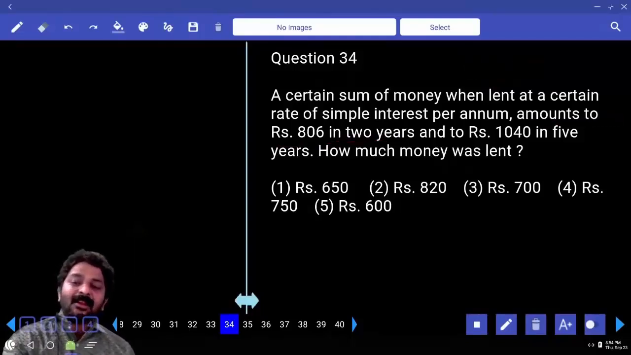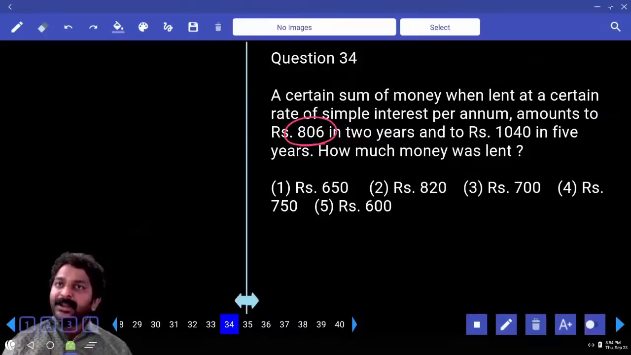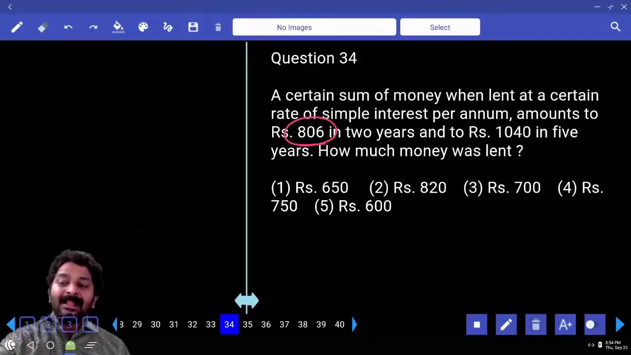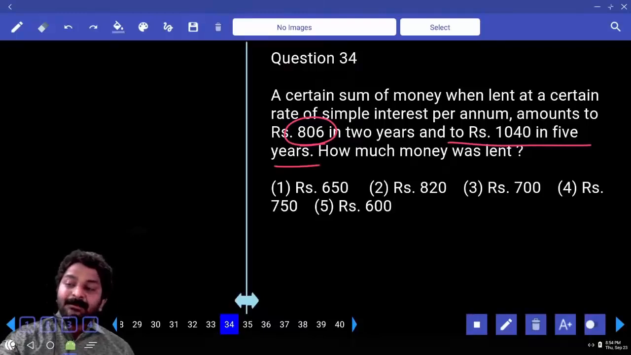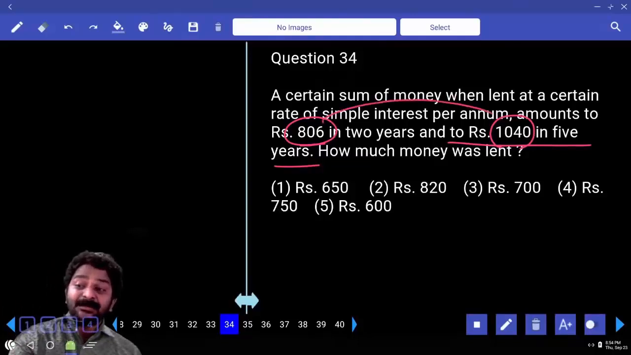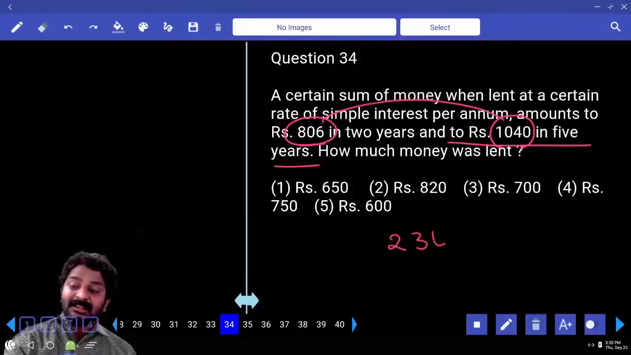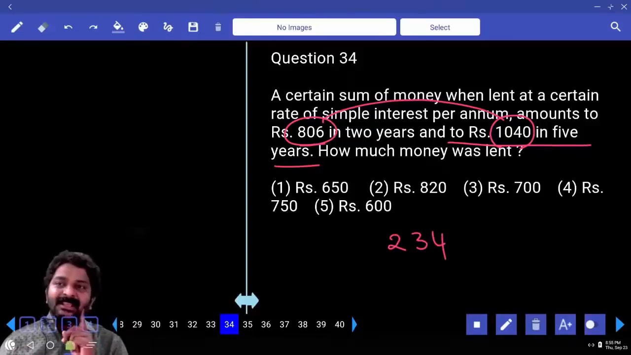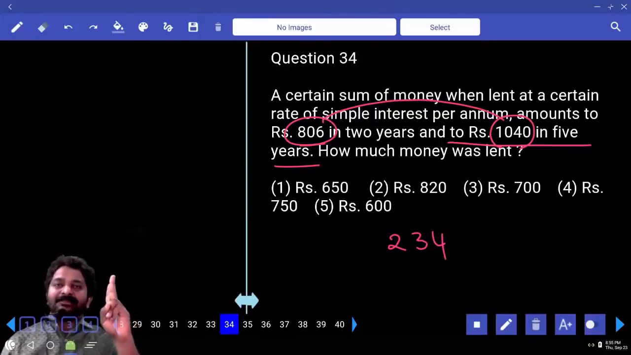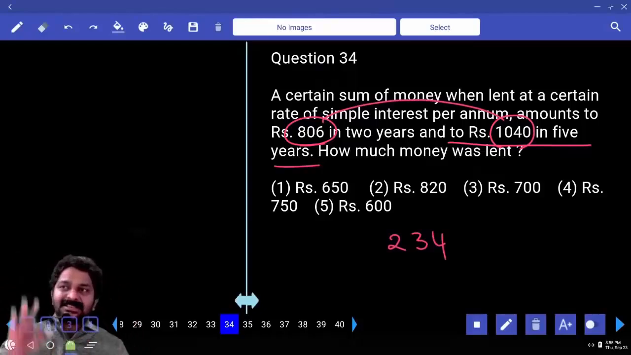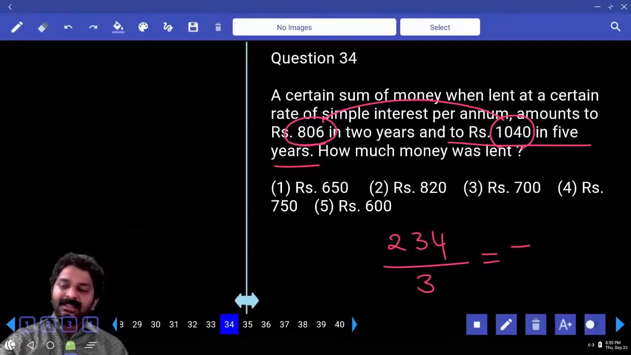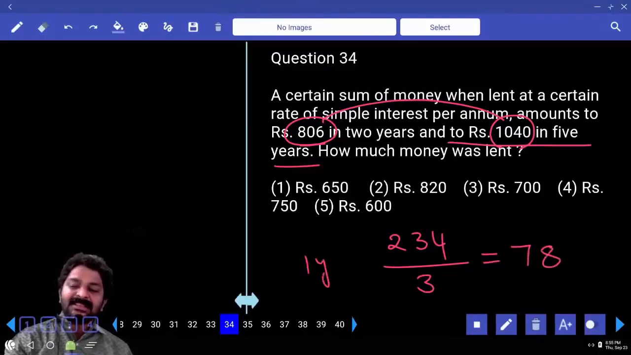That means 806 will have principal plus how many years? 2 years interest. And 1040 in 5 years. That means 1040 also will have principal and how many years? Then the difference between these two numbers, that is equal to 234, is equal to the difference in interest only. How many years interest? Because 806 will have 2 years interest and 1040 will have 5 years interest. So the difference is 3 years interest. Then per year, divided by 3, which is equal to 78. So 1 year interest is equal to 78.